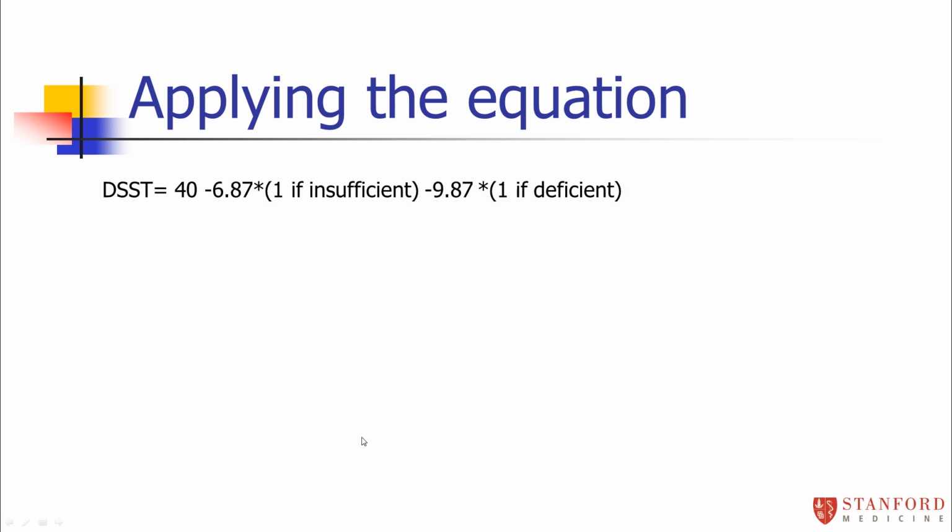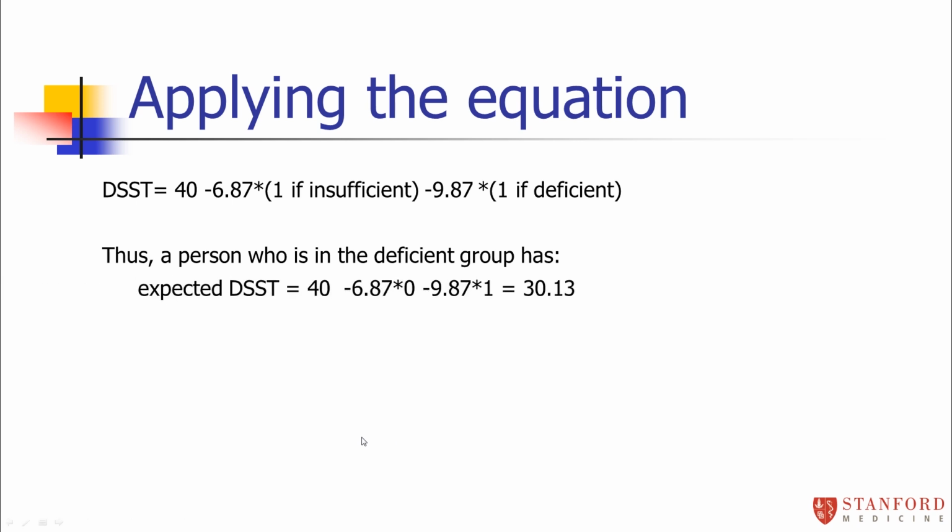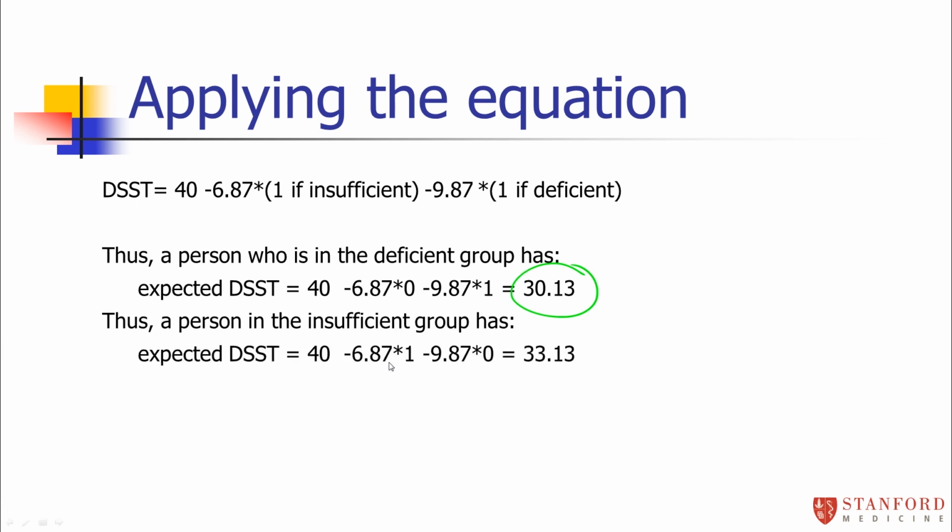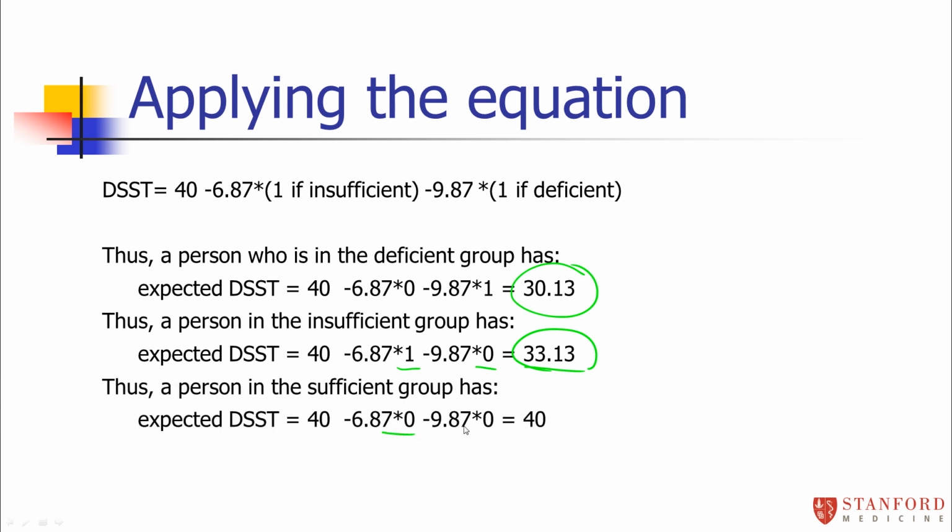And you can just show this by applying the equation. So if I've got a person who's in the deficient group, how do I apply this equation to them? Well, they get the intercept, they get a 0 because they're not in the insufficient group, and they get a 1 for being deficient. So when you do 40 minus 9.87, that just gives you back out what we already knew was the mean in the deficient group. A person in the insufficient group, when you apply the equation, they get a 1 for insufficient, a 0 for deficient. When you add that up, it comes out to be 33.13. Again, what we already knew was the mean in the insufficient group. And the person who's in the sufficient group gets a 0 for both the insufficient and deficient variables, so they are just left with 40, which again we knew was the mean in the normal group.